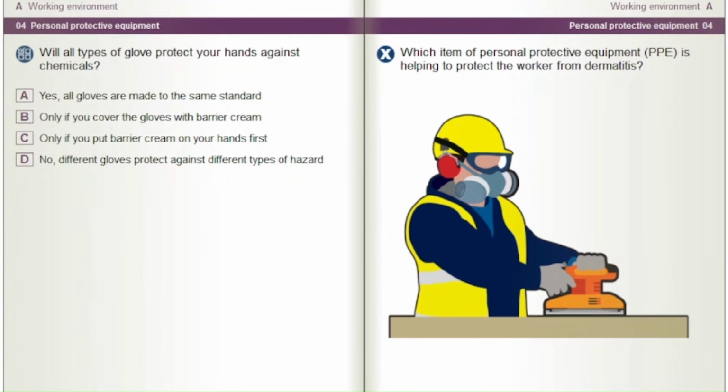Which item of personal protective equipment, PPE, is helping to protect the worker from dermatitis?